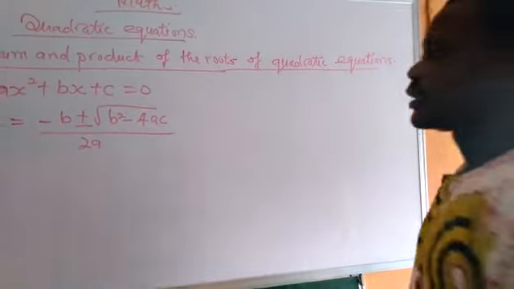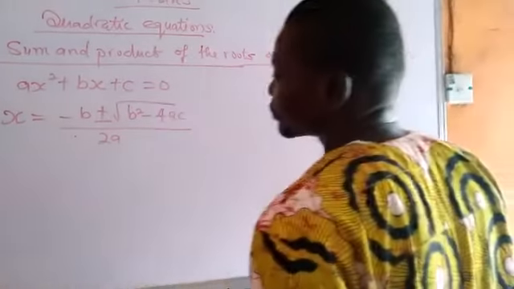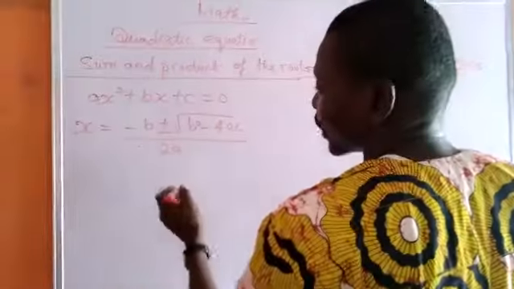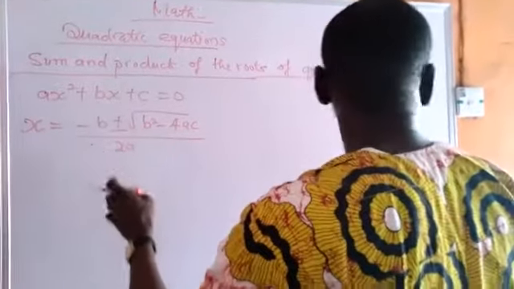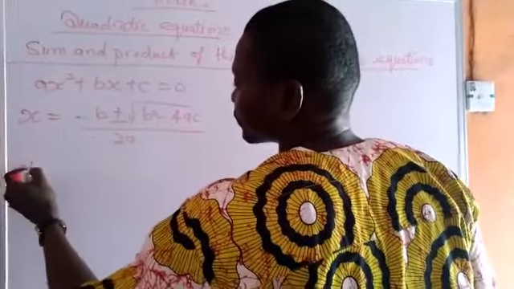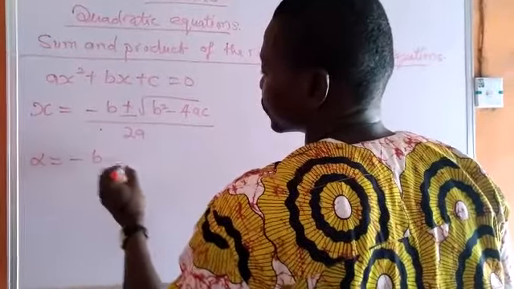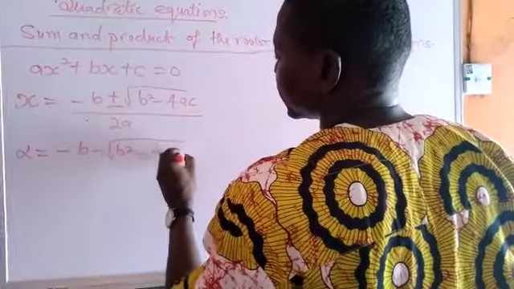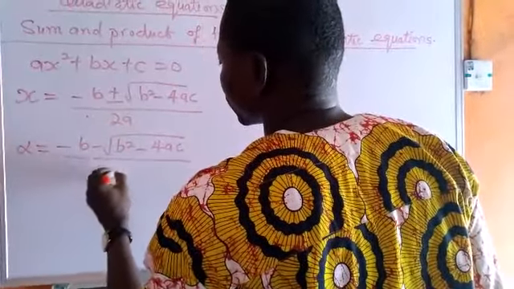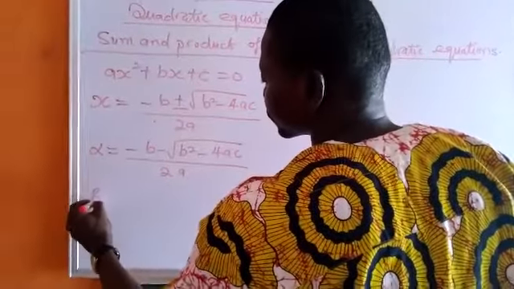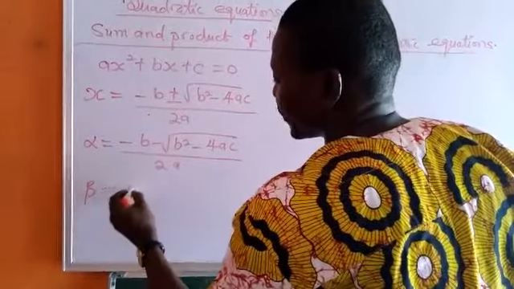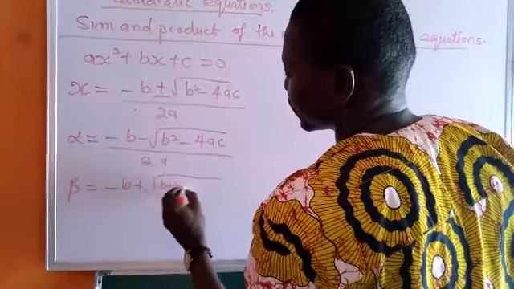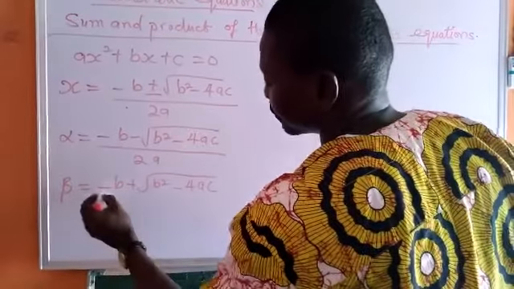Now, how do we do that? Let's split this root into two. You can say that one of it is alpha and the other one is beta. How do we split it into two? We make one to be minus and the other one to be plus. We say alpha is equal to minus b minus root b squared minus 4ac over 2a. Then the other one, beta, will be equal to minus b plus root b squared minus 4ac over 2a.